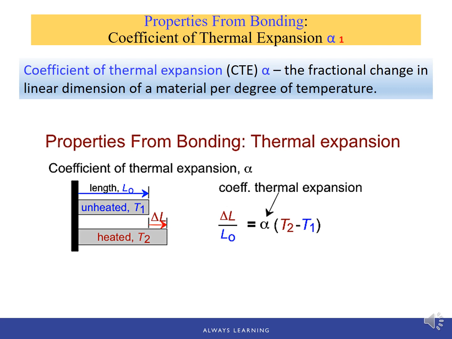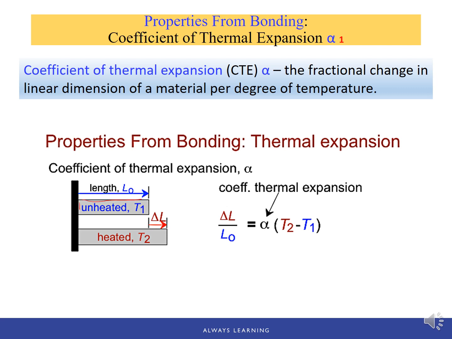Another material property we can predict from the energy versus R curve is the coefficient of thermal expansion, alpha. We all have the experience that when temperature increases, most materials will expand, which means the dimension will be larger. For example, wood or some other types of materials, when you heat them up, will expand. This alpha term is defined as the fractional change in linear dimension of the material per degree of temperature.